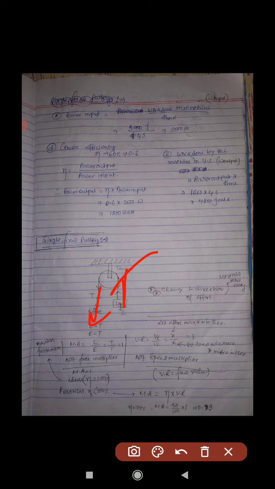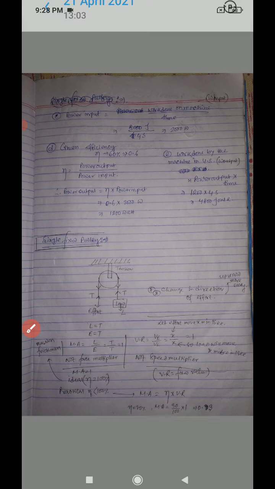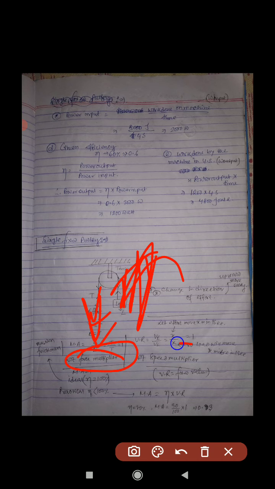Speed multipliers take place when we move our effort arm very little, but the load arm moves a longer distance. In the case of a scissor, you can see that we move the effort arm a very small amount, but the load arm moves fast and farther, so it is a speed multiplier. But in this case, the same movement takes place, x meter, so it is not a speed multiplier, and not a force multiplier.